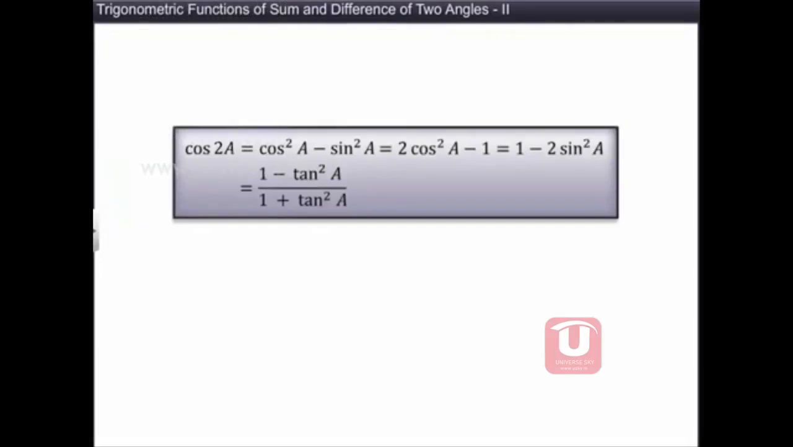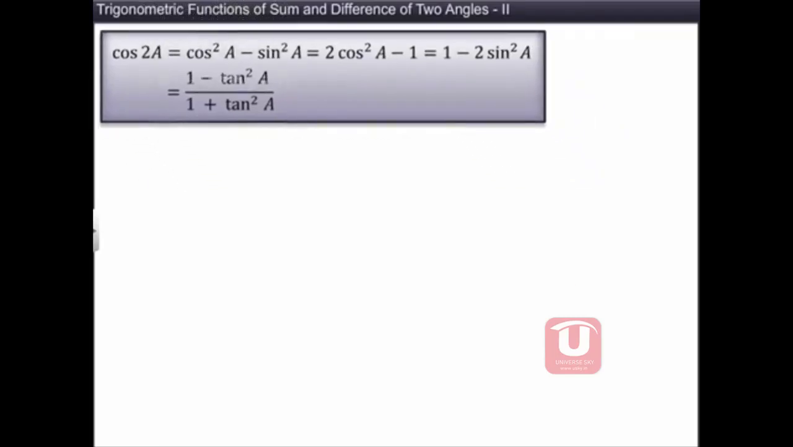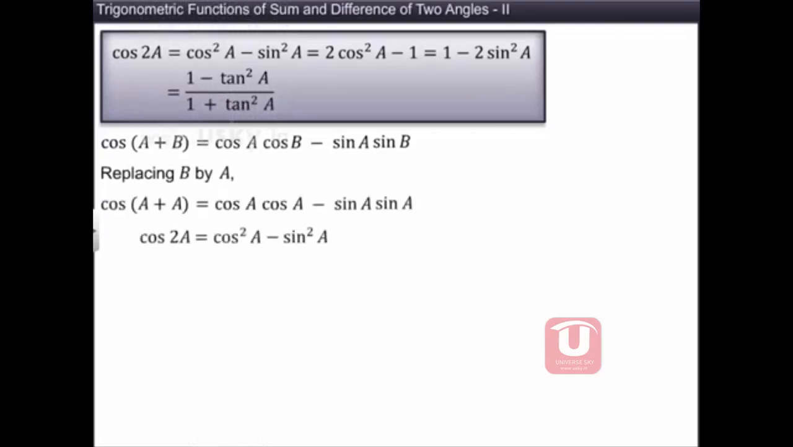First, let us prove that cos 2a is equal to cos square a minus sin square a, which is equal to 2 cos square A minus 1, which is equal to 1 minus 2 sin square A, which again is equal to 1 minus tan square A upon 1 plus tan square A. We know that cos of A plus B is equal to cos A cos B minus sin A sin B. Replacing B by A in the formula, we get cos 2A is equal to cos square A minus sin square A.